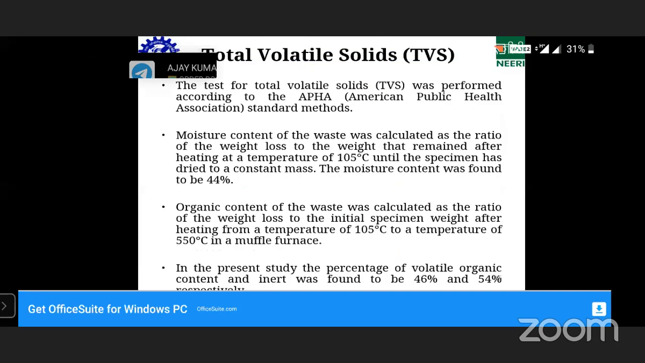Right. So this is total volatile solids. Again, this is a simple experiment: you take waste and keep it in your muffle furnace, heat it at 550 degrees for some time, and then you see what remains. This will give you the organic content and the inorganic content, that is, the volatile solids and the non-volatiles. What remains is the non-volatiles.